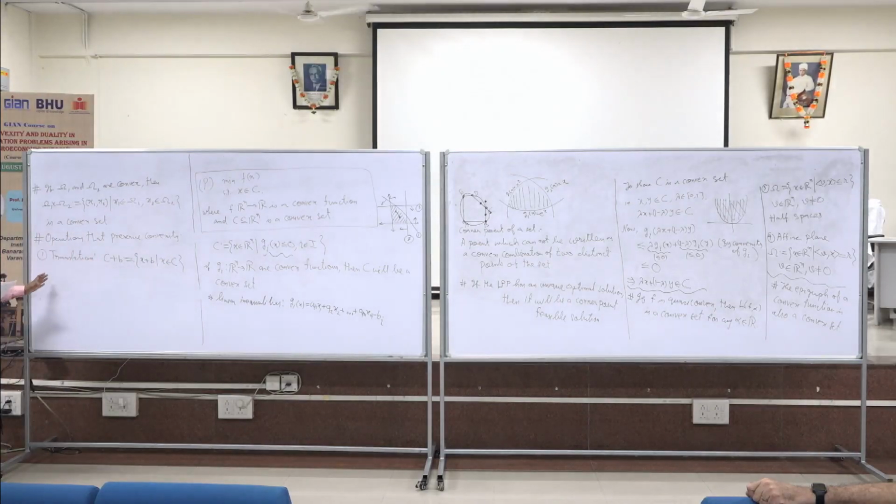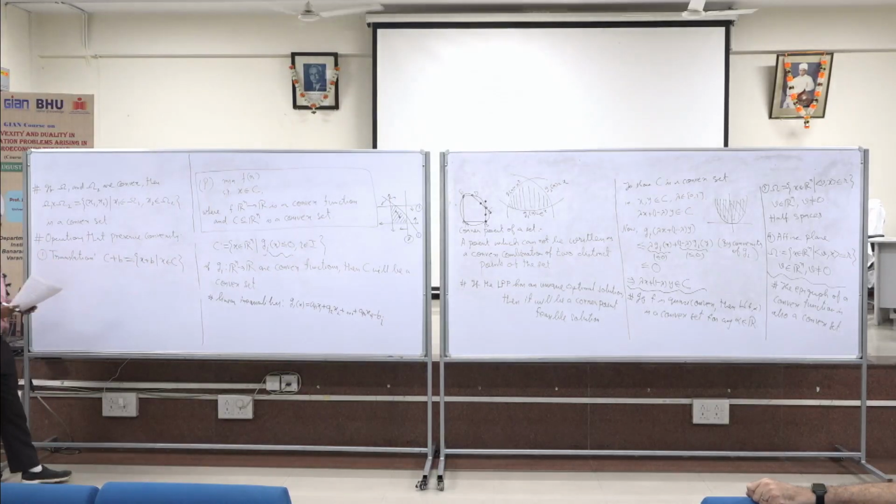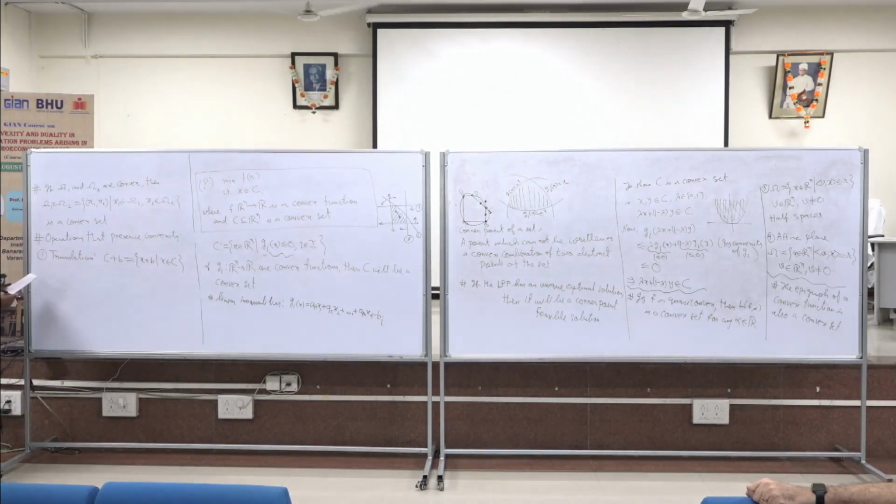So you have a set and every element of the set is added with some number, and that will be a new set, but this will preserve the convexity, and you can use the definition directly to find out whether this is true or not. Then we have scaling.